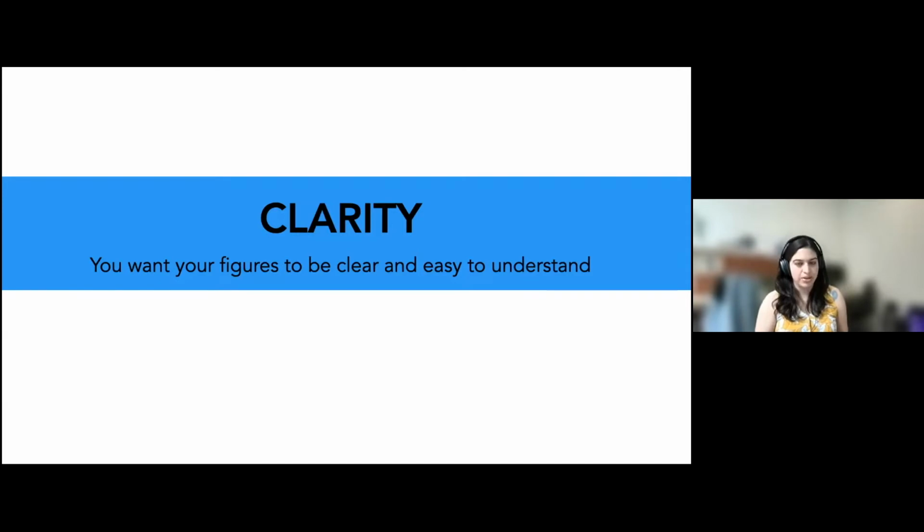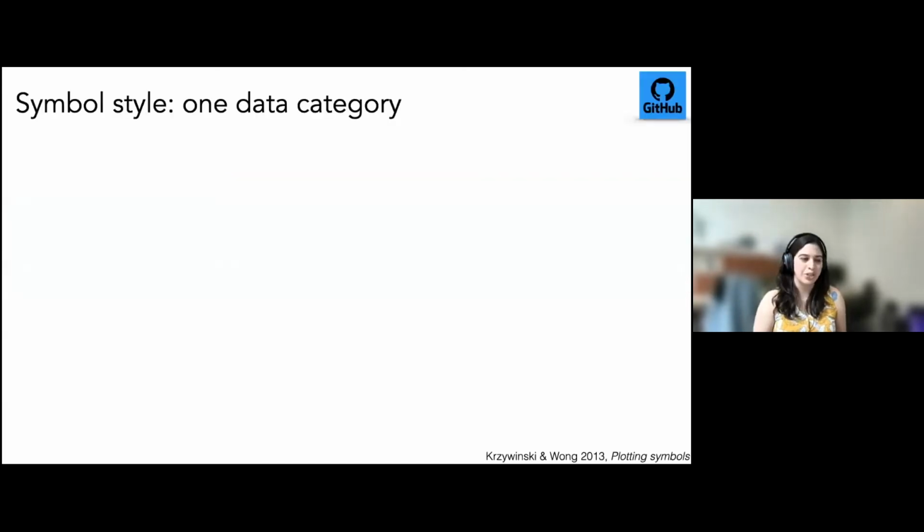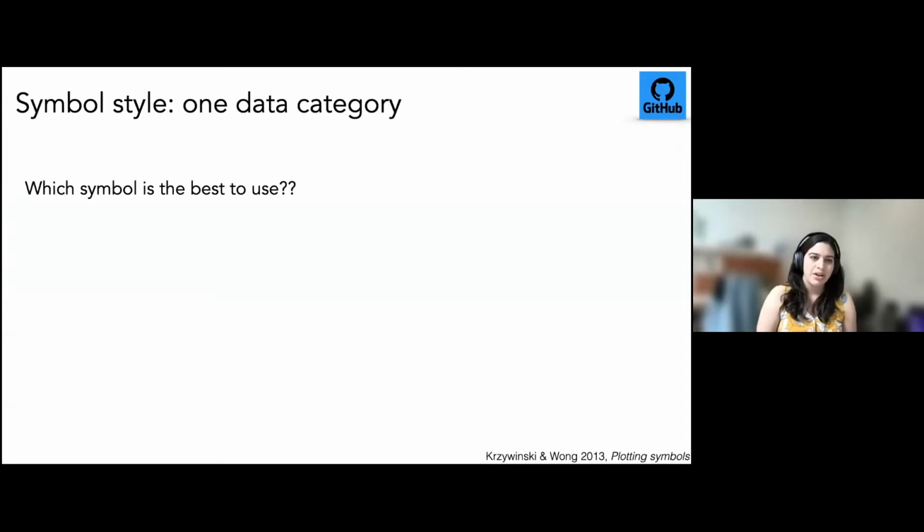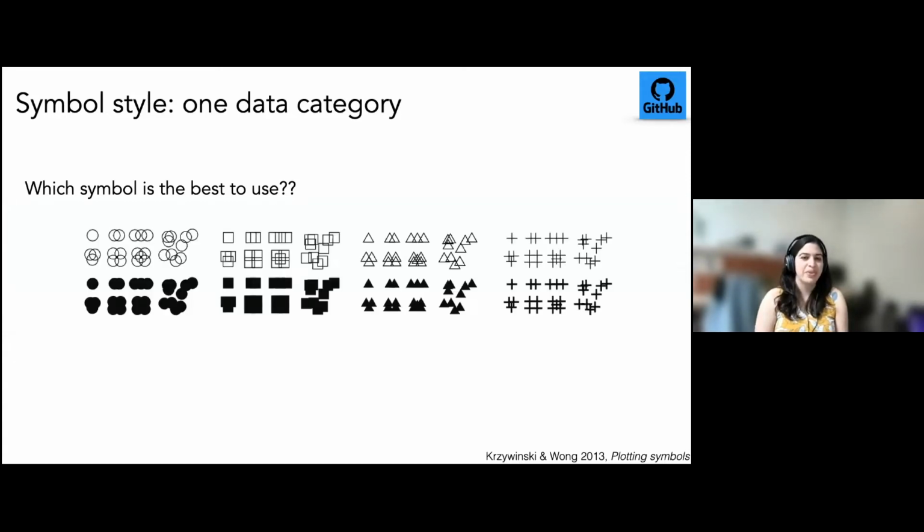So we're going to start with a question. If we're thinking about symbol style, that's where we'll start. We'll talk about a few different things within symbol styles. I have a question, which is, which symbol is the best to use? I'm showing you here a bunch of different symbols. You have open circles, closed circles, squares, both open and closed, triangles, both open and closed, crosses, both open and closed. I want you to look at these.